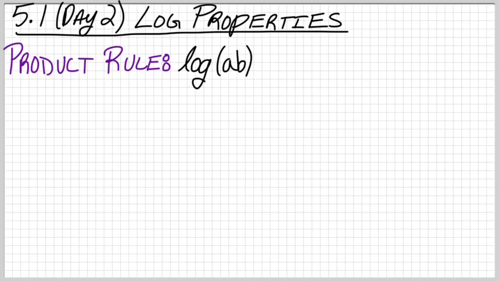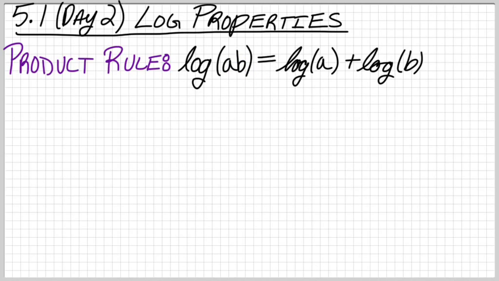And it pretty much says if you're taking the log of a product, two numbers, we'll say A times B, then you can actually split that log up into a sum. So you can write it as the sum of these individual logs. So it would just be log of A plus log of B. That's all the product rule says. If you're taking the log of a product, you can split it up and write it as two individual logs, their sum.